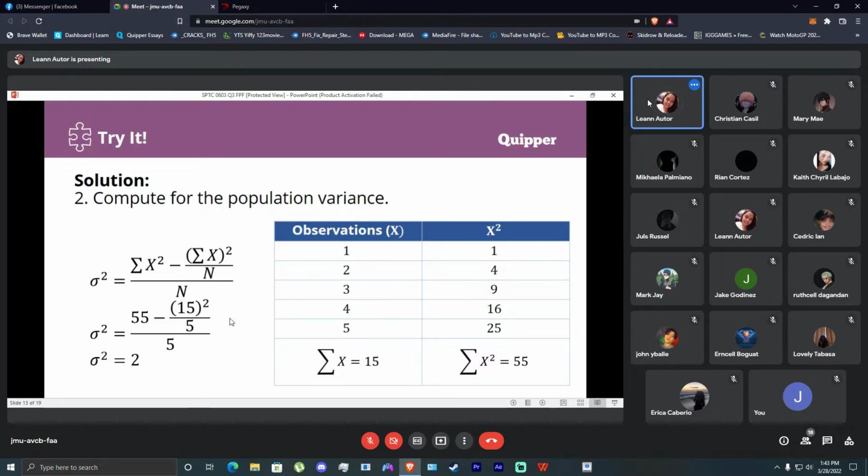Okay. So after doing that, the last step we will do is to compute what is being asked in the problem. The population variance we already solved, which is equal to 2. And then we already solved for the variance of a sampling distribution of the mean, which is 1. The next thing to solve is the last one, which is the error.